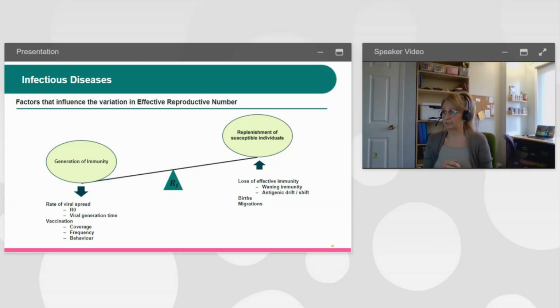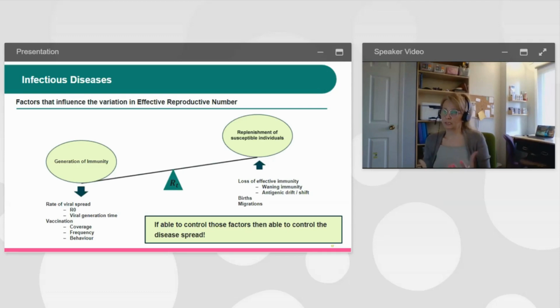In this case, for example, we can have the loss of immunity, like waning immunity of the vaccine, or antigenic shift or drift, or the inflow of new births or new migrations, the inflow of a new susceptible population. Factors that decrease Rt can be, for example, virus-related factors like R naught and viral generation time, and mitigation strategies like vaccination and its characteristics, for example coverage, frequency, or the behavior of the population towards vaccination.